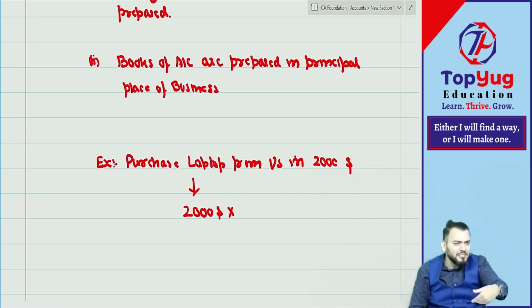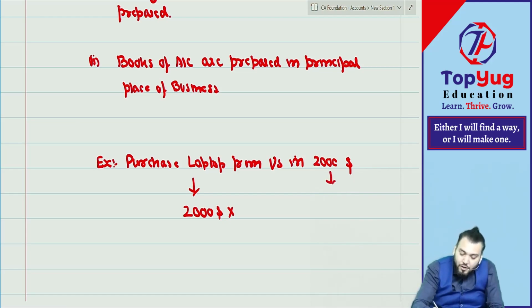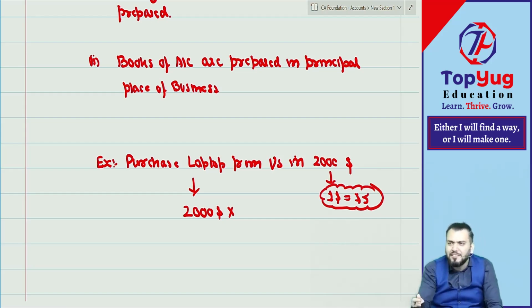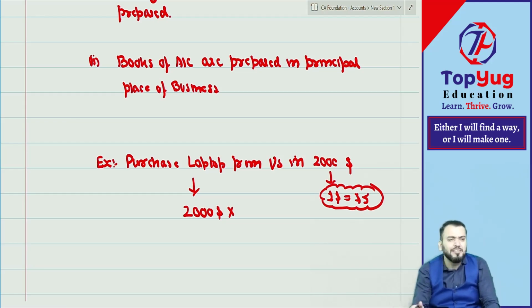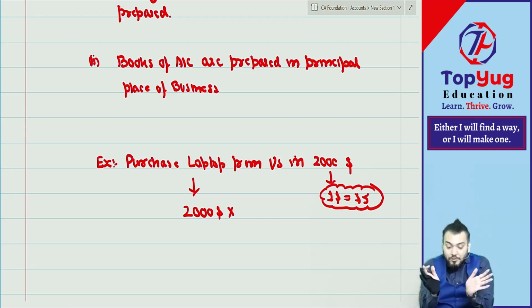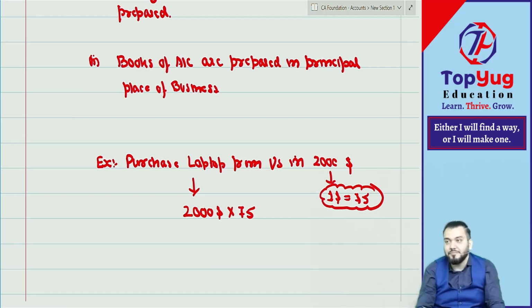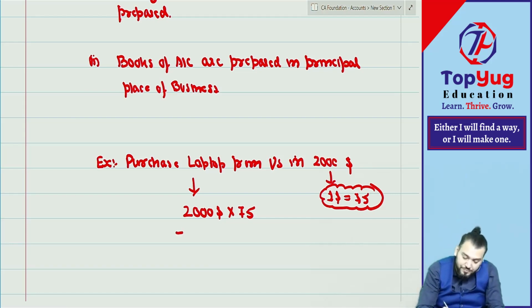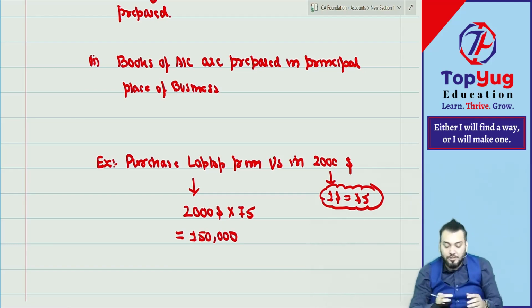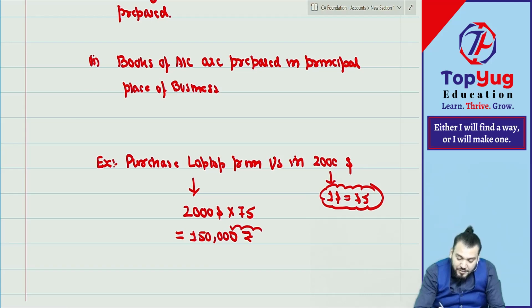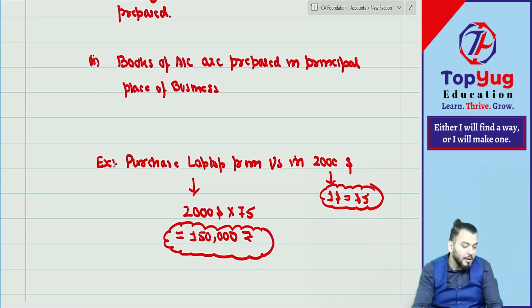We need to find out the exchange rate prevailing on the date of that transaction. Suppose today this transaction has taken place, and today $1 is equal to 75. I think it is more than 75 right now, it is coming to 77, 78. Recently I purchased something from the US. So 2,000 into 75 is 1,50,000 rupees. This becomes rupees. So recording will be done in rupees, not in dollars. Got it?